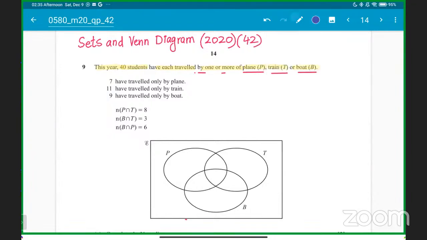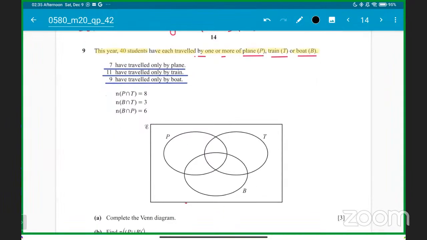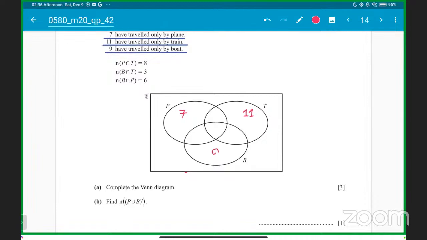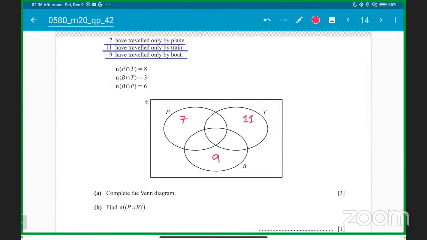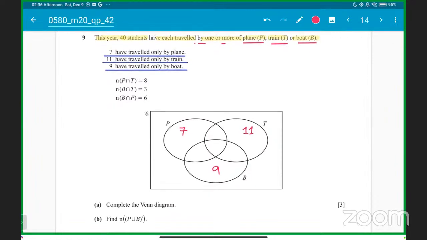Then we have the information given that 7 students have traveled only by plane, 11 students only by train, and 9 students only by boat. Got it? This part is called the individual. Some students have only traveled by one mode of transport: 7 only by plane, 11 only by train, and 9 only by boat.